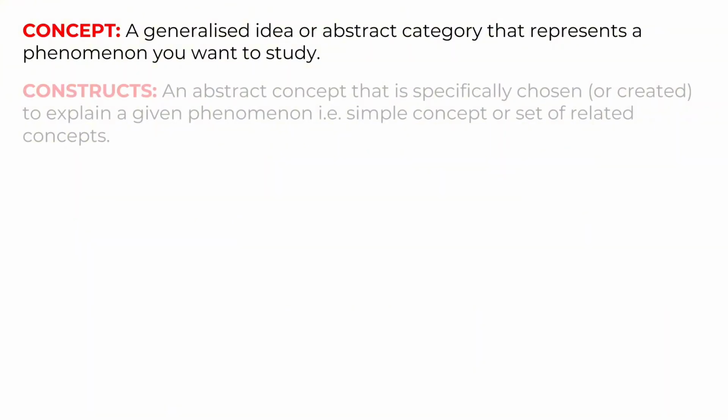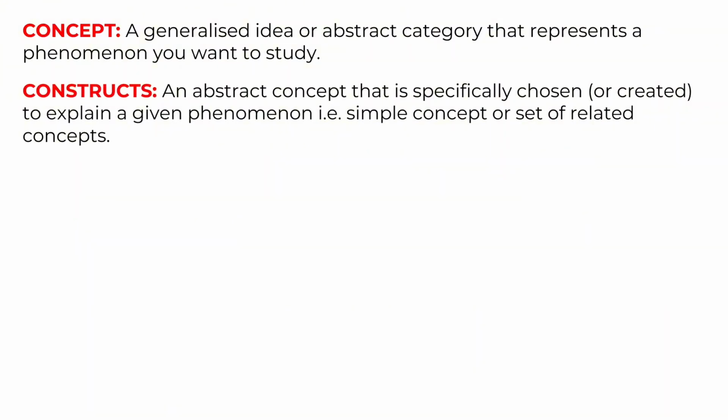Next is construct. Construct can be defined as an abstract concept that is specifically chosen or created to explain a given phenomenon. It could be a simple concept or set of related concepts. It could be an example of some of the factors from a particular theory related to your study.